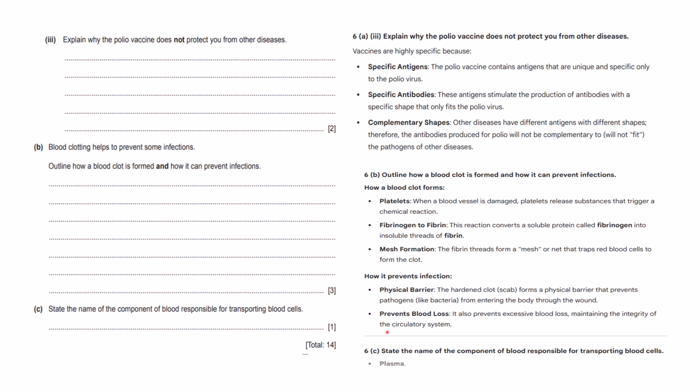How does it work? Physical barrier. The hardened clot, or scab, forms a physical barrier that prevents pathogens like bacteria from entering the body through the wound. Prevent blood loss. It also prevents excessive blood loss, maintaining the integrity of the circulatory system. So this carries 3 marks. State the name of the component of blood responsible for transporting blood cells, and the answer is plasma. This carries 1 mark. Question number 6 altogether carries 14 marks.